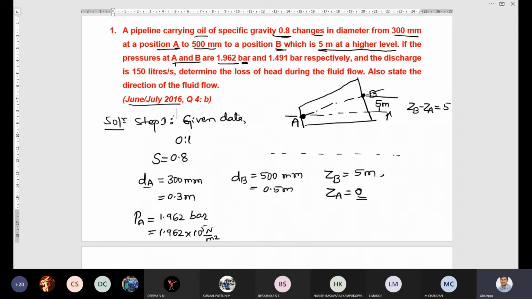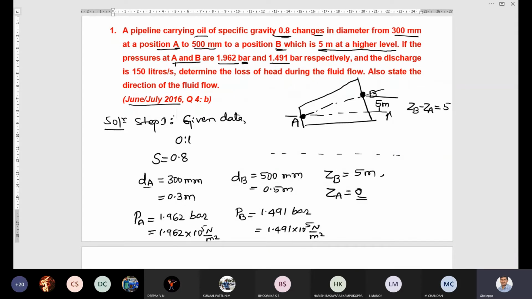Similarly, what is the pressure at point B? Is it the same unit or a different unit? Yes, it is the same unit, that is 1.491 bar. What is 1 bar? 1 bar is 10 to the power of 5 pascals, or Newton per meter square, respectively.